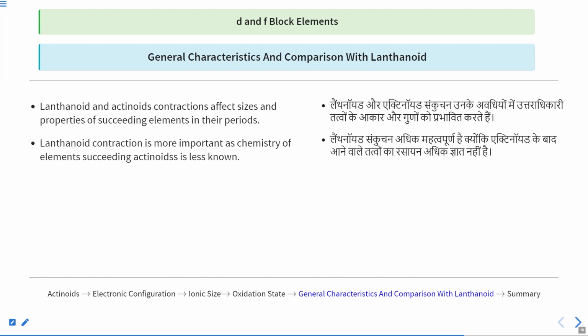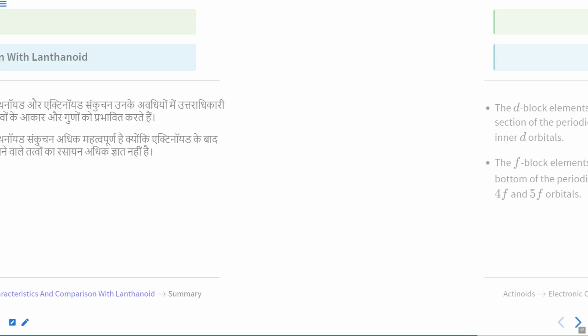Now, lanthanoid and actinoid contraction: they both have contraction due to the involvement of f orbitals, due to which their size decreases faster, right? Lanthanoid contraction is more important, as the chemistry of elements following the actinoids is less known. So what is the meaning of this? If you look at the periodic table, the metals present after the actinoids are not of that much importance, whereas the metals seen after the lanthanoid contraction are of important use. That is why lanthanoid contraction is of much importance.